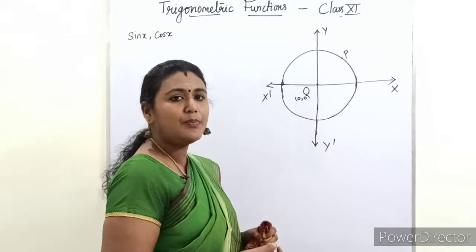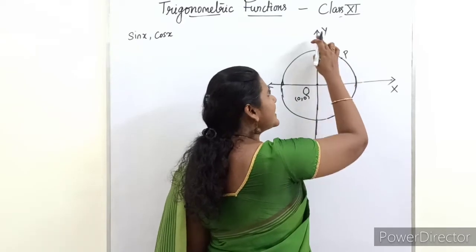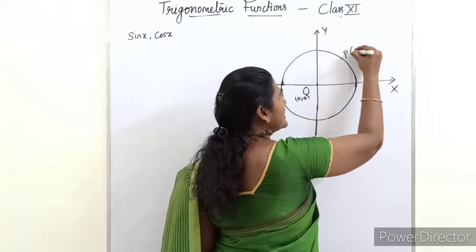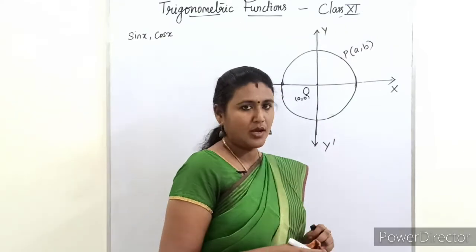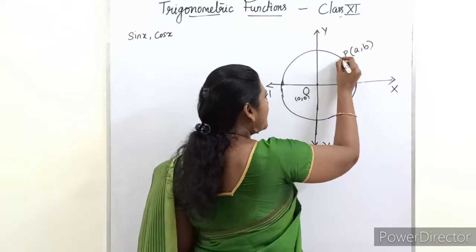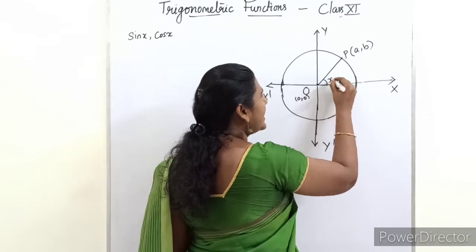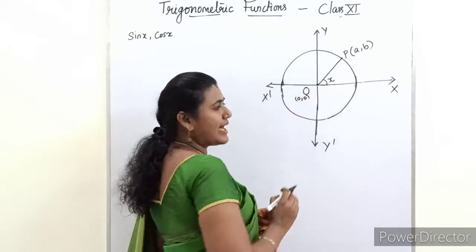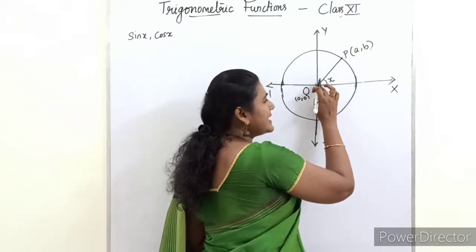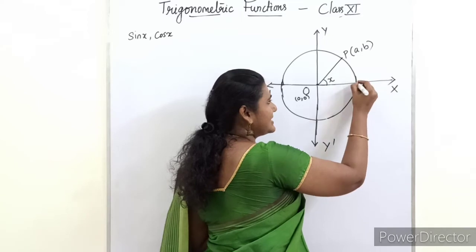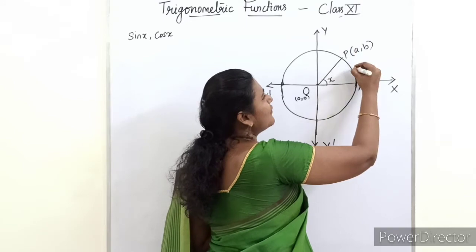Let P be any point on this unit circle, and since this point P is a point on the coordinate axis, we can represent P as an ordered pair. So we can take P as ordered pair (a, b). Now if this line OP subtends x radian at the center with the positive direction of x axis, that is, if this point we denote by A, this arc AP is of length x unit.